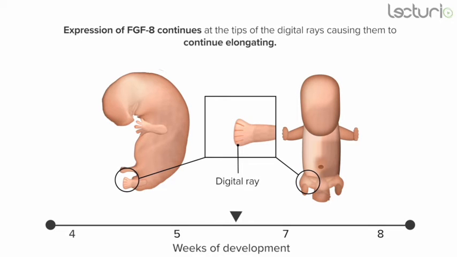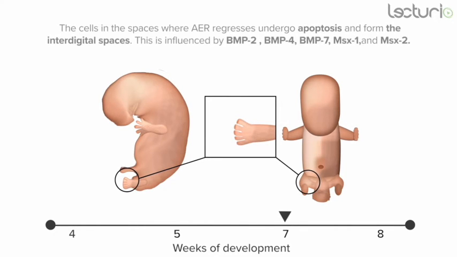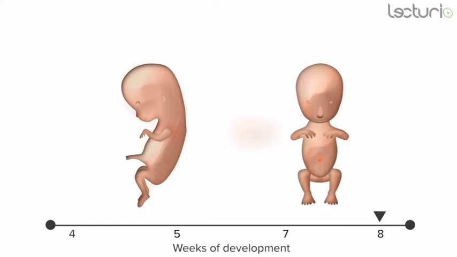Expression of FGF8 continues at the tips of the digital rays, causing them to continue elongating. The cells in the spaces where AER regresses undergo apoptosis and form the interdigital spaces. This is influenced by BMP2, BMP4, BMP7, MSX1, and MSX2.